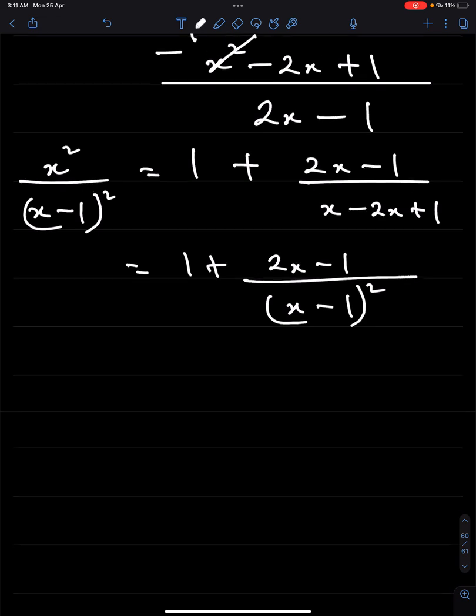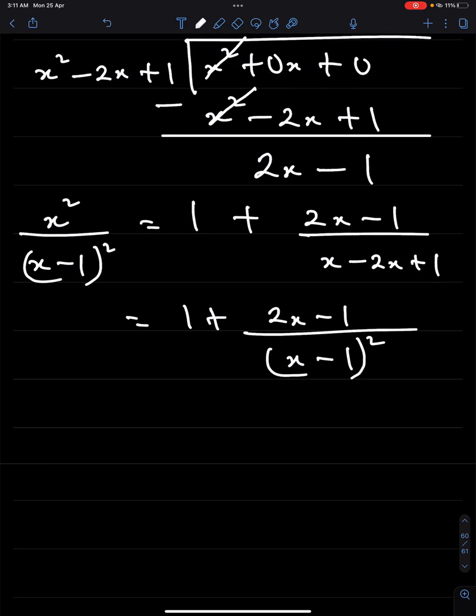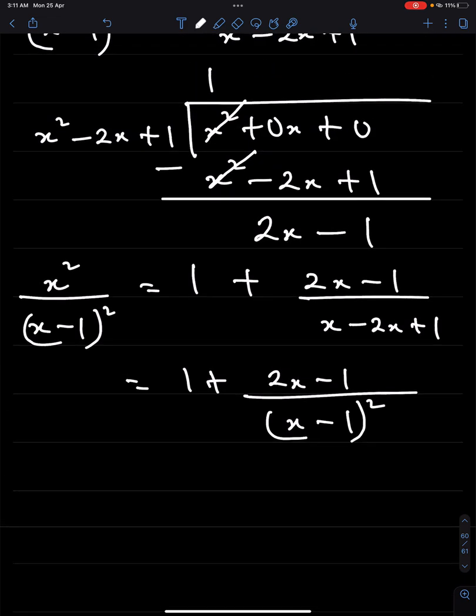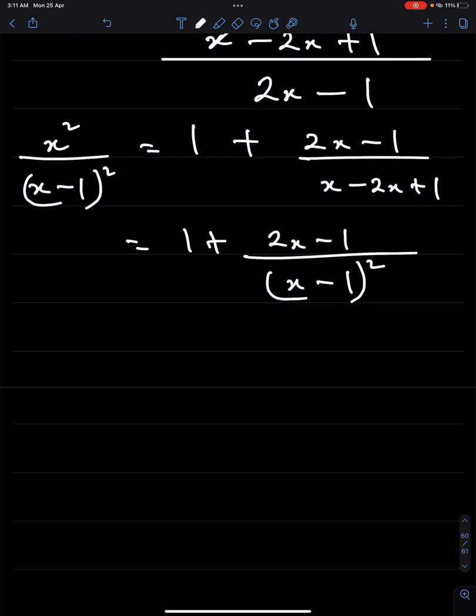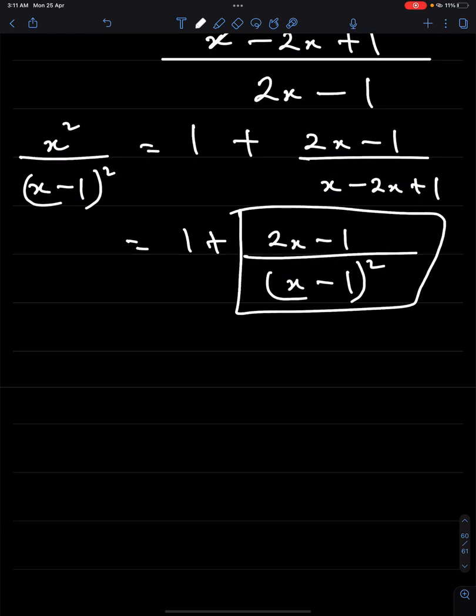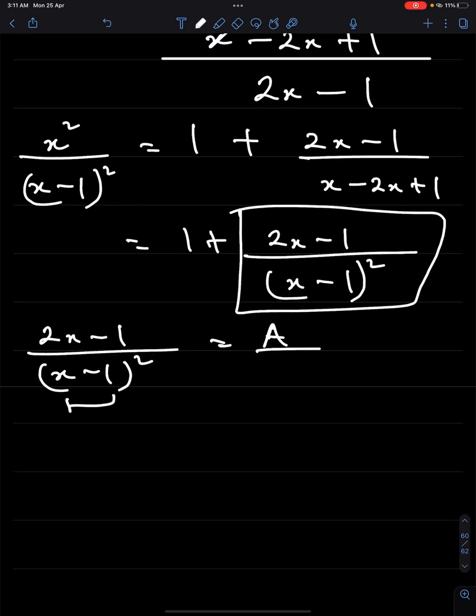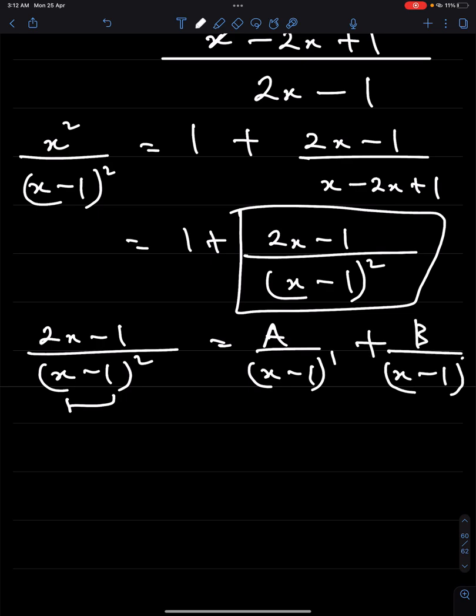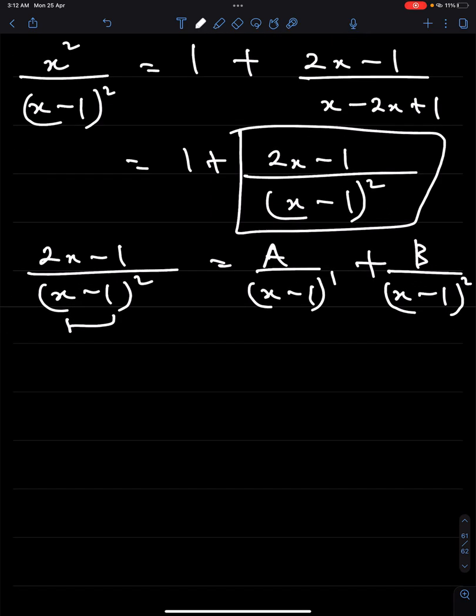So now we have, I hope I'm doing the right thing here. We can now resolve this. This is a proper fraction which can be resolved into partial fractions, and that's what I'm going to do. 2x minus 1 over the square of x minus 1 is going to be equal to a over, it's a linear factor but at the same time repeated, so that will be a over x minus 1 raised to the power 1 plus b over x minus 1 raised to the power 2, the square of x minus 1.